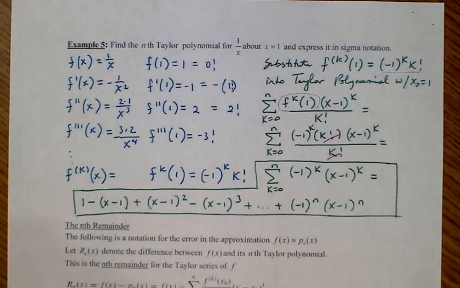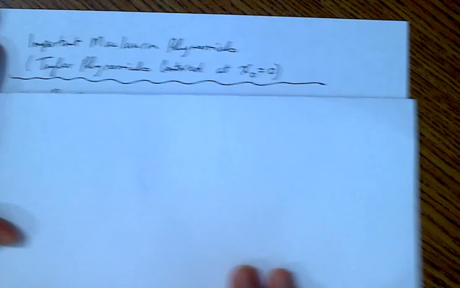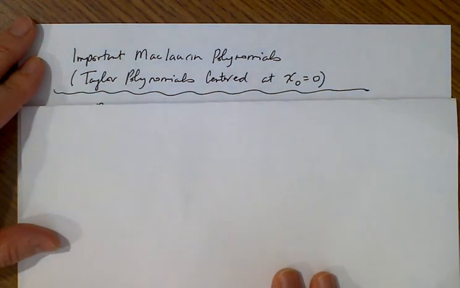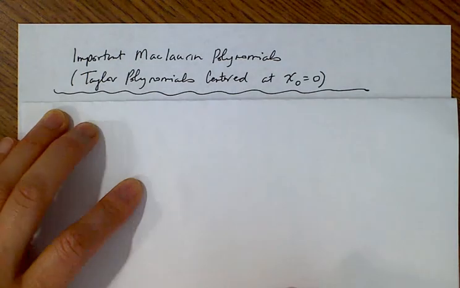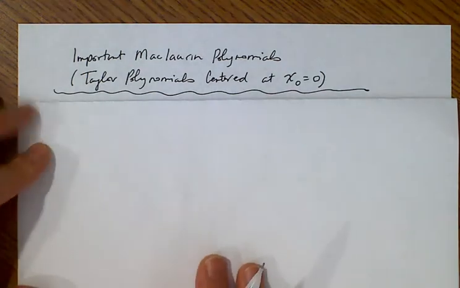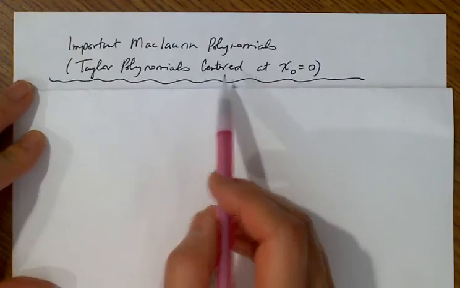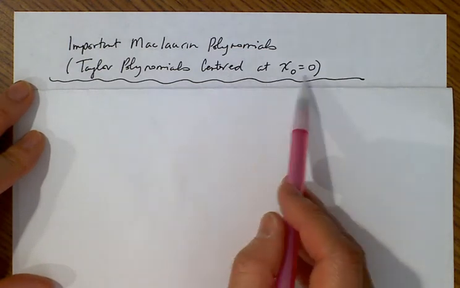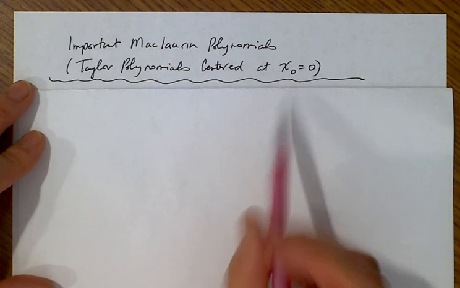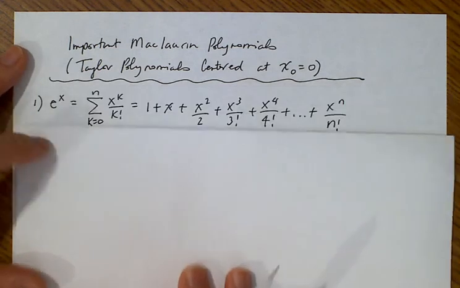Okay, so there are about 4 of the Maclaurin polynomials that you should memorize. So let me show those to you. You should write this down somewhere on paper. These are important Maclaurin polynomials, and when I say Maclaurin polynomials, it's the same thing as saying Taylor polynomials centered at x sub 0 is equal to 0. Okay, so that is the same thing.